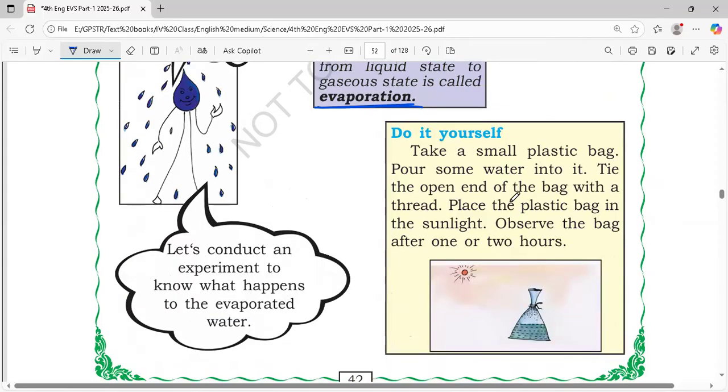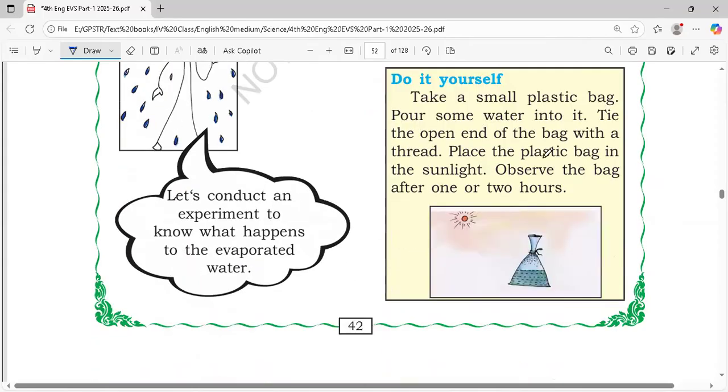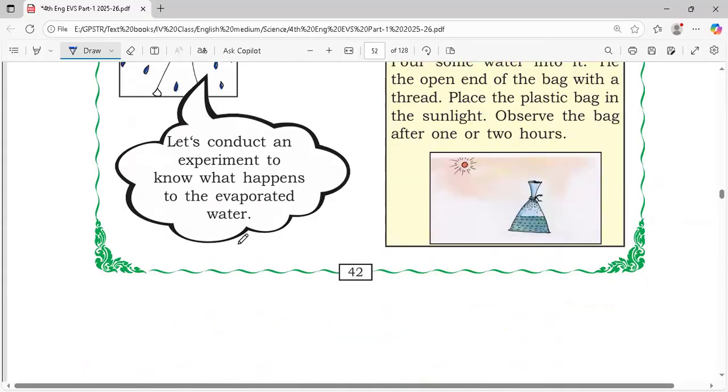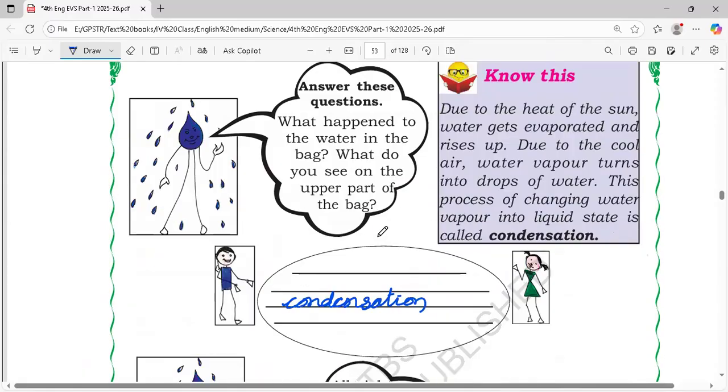Yes, do this experiment. This is a small experiment, do this. Let's conduct an experiment to know what happens to evaporated water. Answer these questions. What happened to the water bag? Condensation occurs. Evaporation and condensation occur.